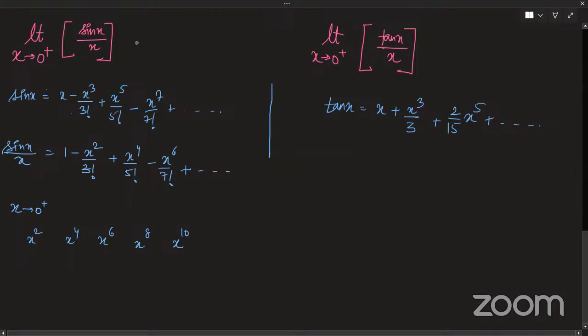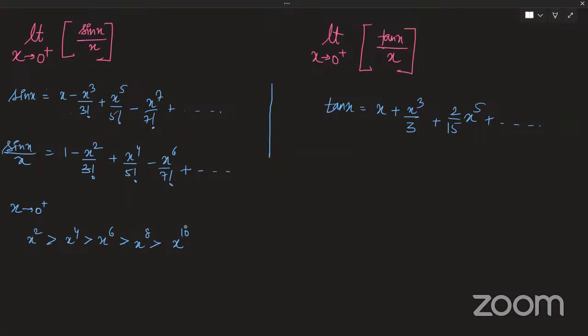Obviously the limiting value of each of these is 0. You put x as 0, this is also 0, this is also 0. But I'm just asking you which of these will have a larger value. X square will have the largest value, then x raised to 4, and so on. Everyone agrees to this, right?